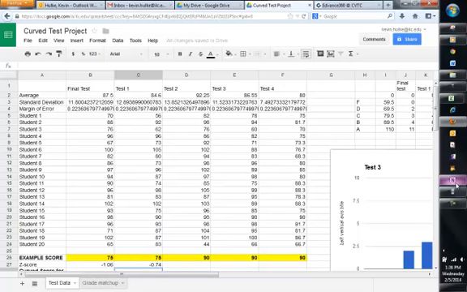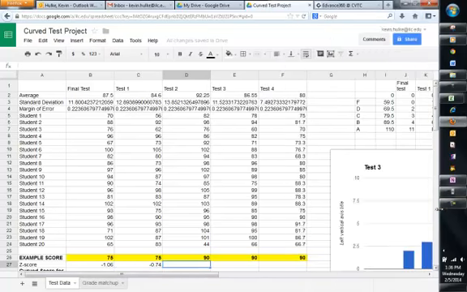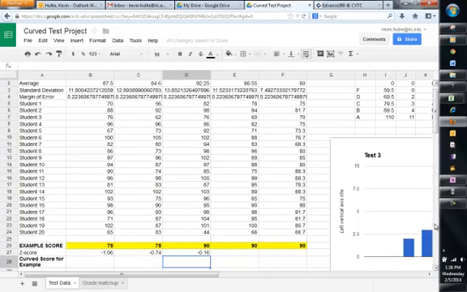Okay, let's look at test 2. Same calculations. This time my score was 90 minus 92.25 over the standard deviation of 13.85. This time, my standard score is negative 0.16. So I was below average again on this test.